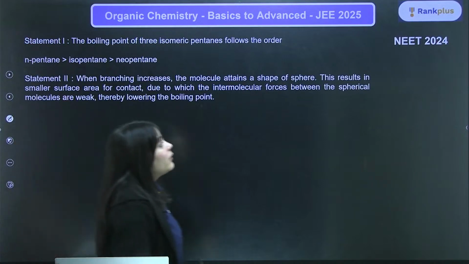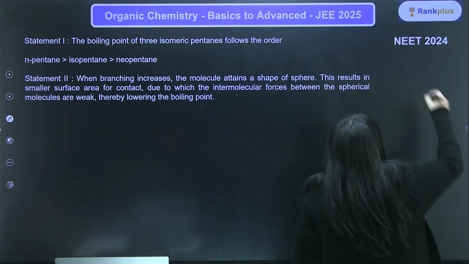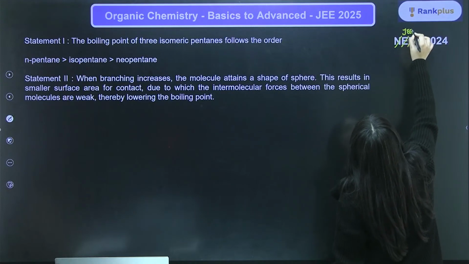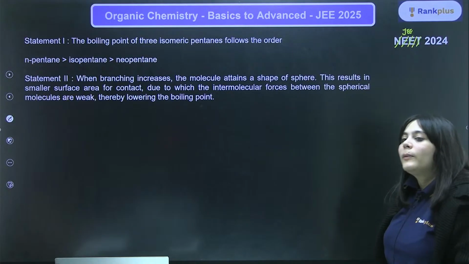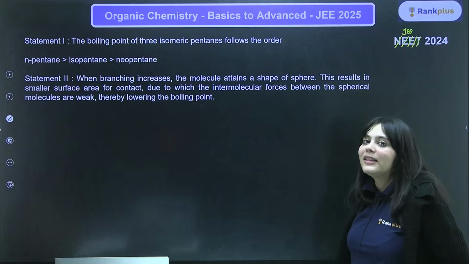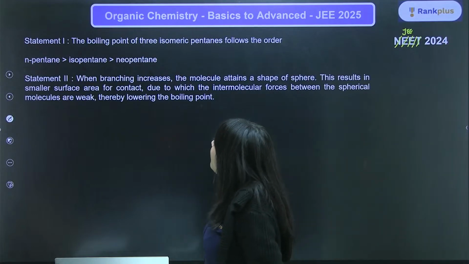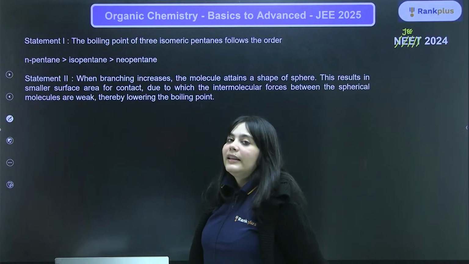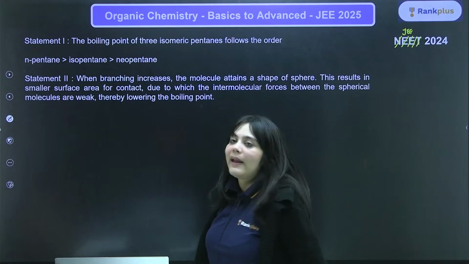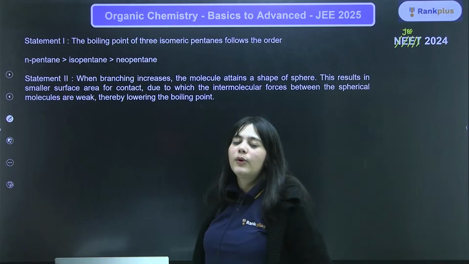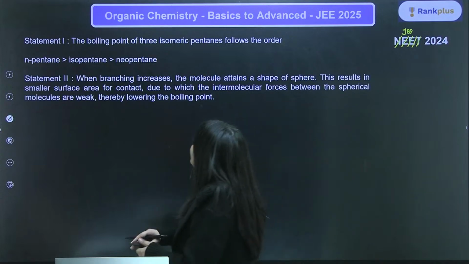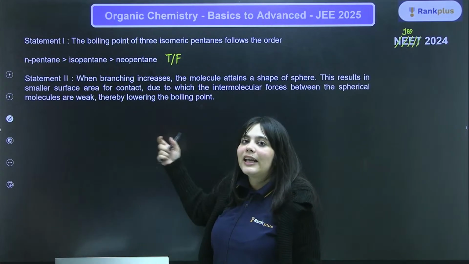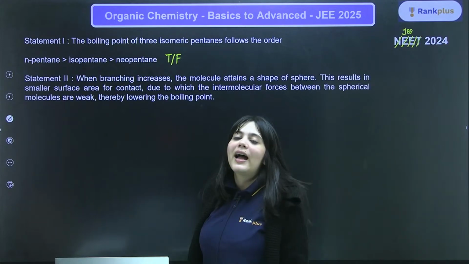Now, there is one question from your JEE 2024. I'm really sorry, just make it JEE 2024. This is from your JEE 2024 question. Look at this question. Statement 1: the boiling point of 3 isomeric pentanes follows the order. They have mentioned 3 isomeric pentanes. Do they follow the same order for boiling point? Is this statement true or is this statement false? And in statement 2, they have given the reason for that as well.